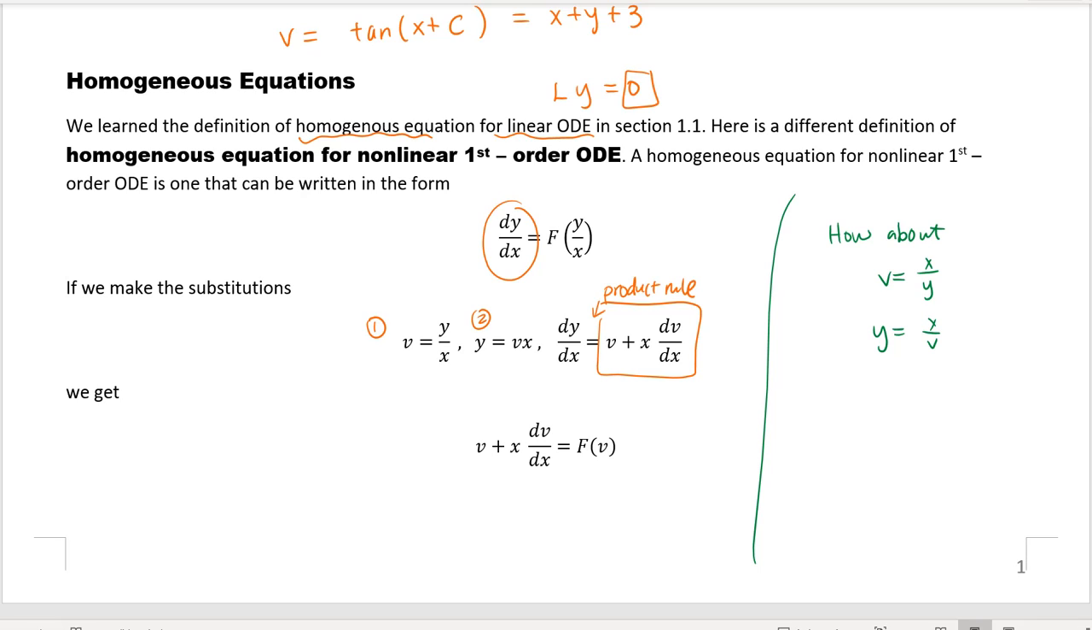Wow! When you differentiate it, this is quotient rule. Right? Do you like quotient rule? No. So that's why we only let v be y over x, not x over y. Okay? We love product rule and we don't want quotient rule. Okay, so that's the reason.